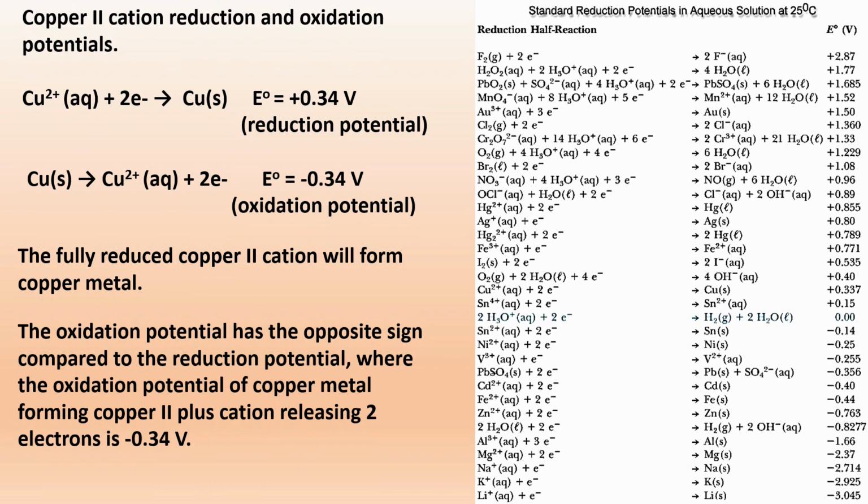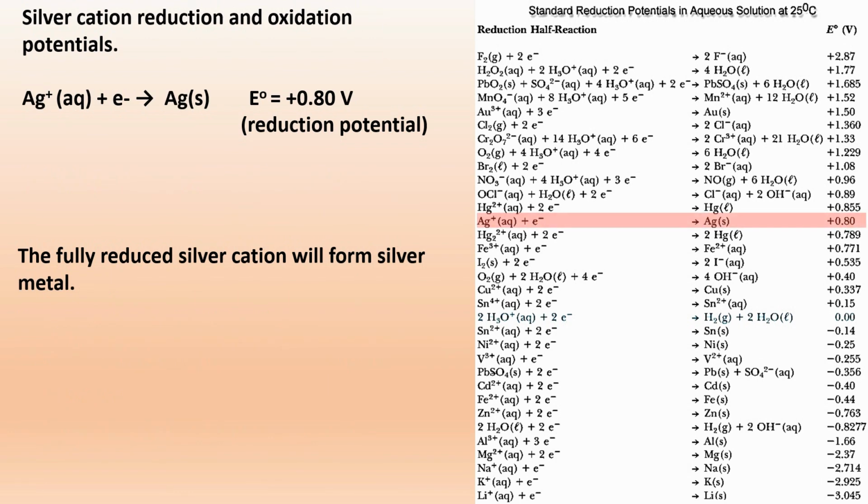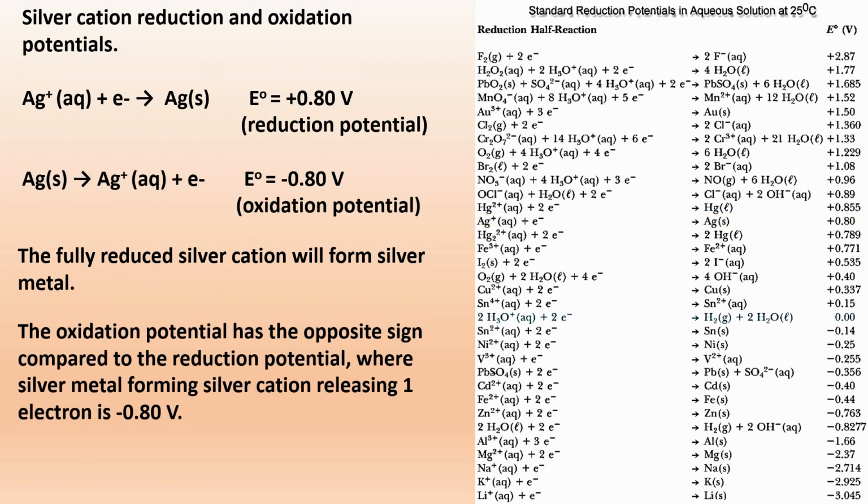The fully reduced silver cation will form silver metal with a reduction potential of positive 0.80 volts. The oxidation potential has the opposite sign compared to the reduction potential, where silver metal forming silver cation while releasing 1 electron is negative 0.80 volts.